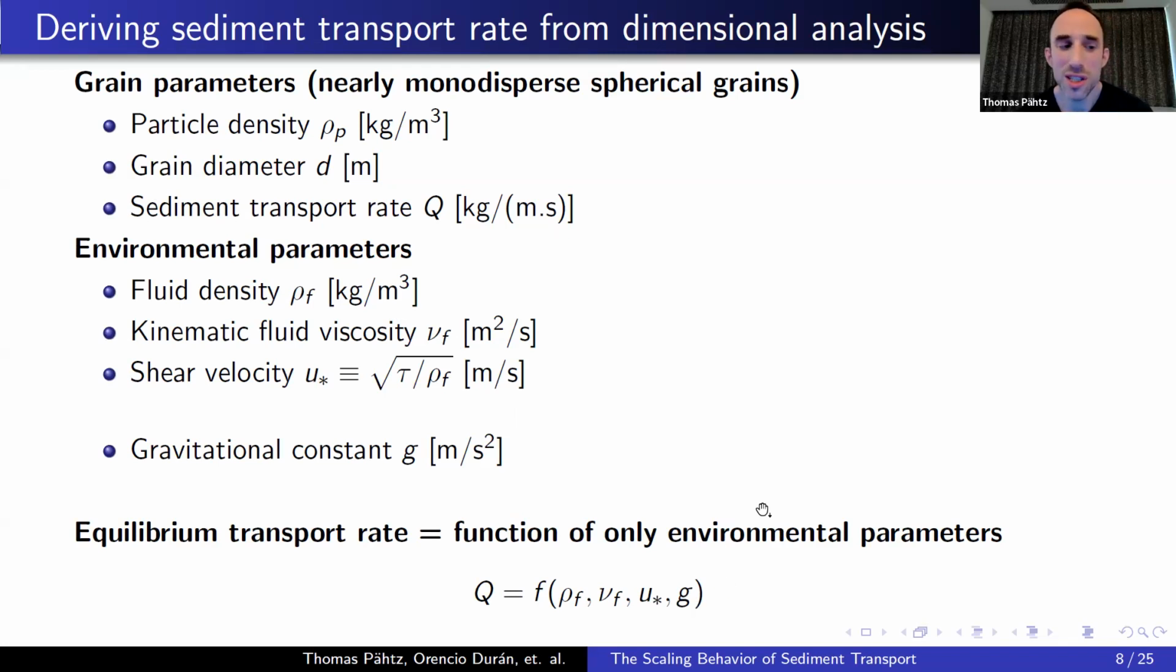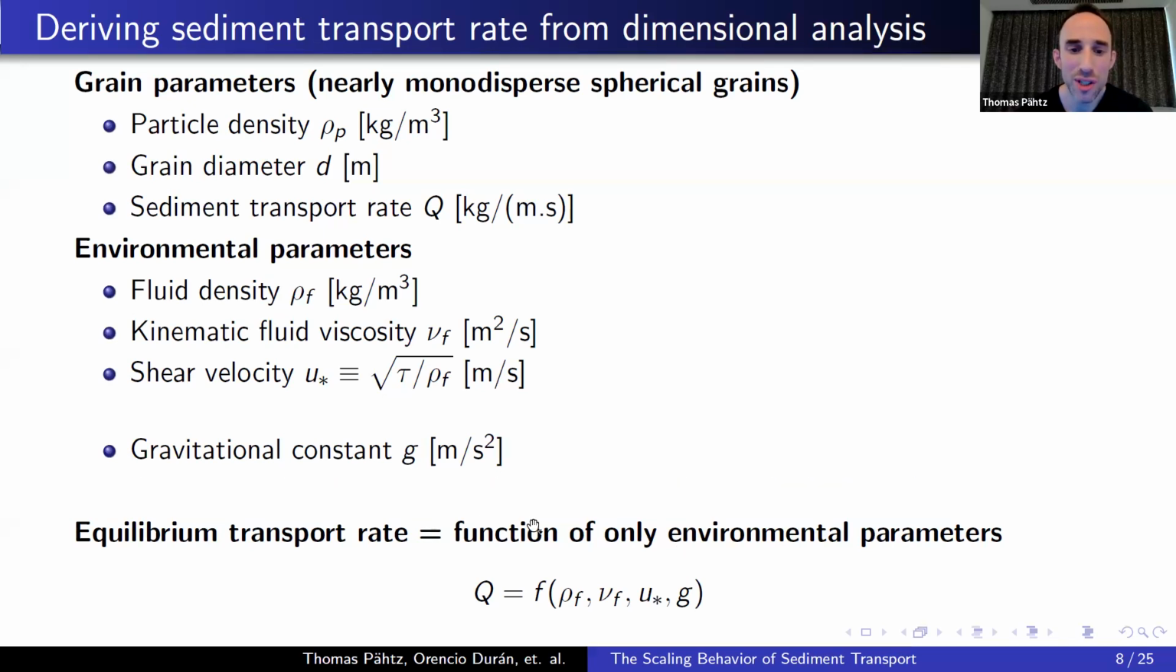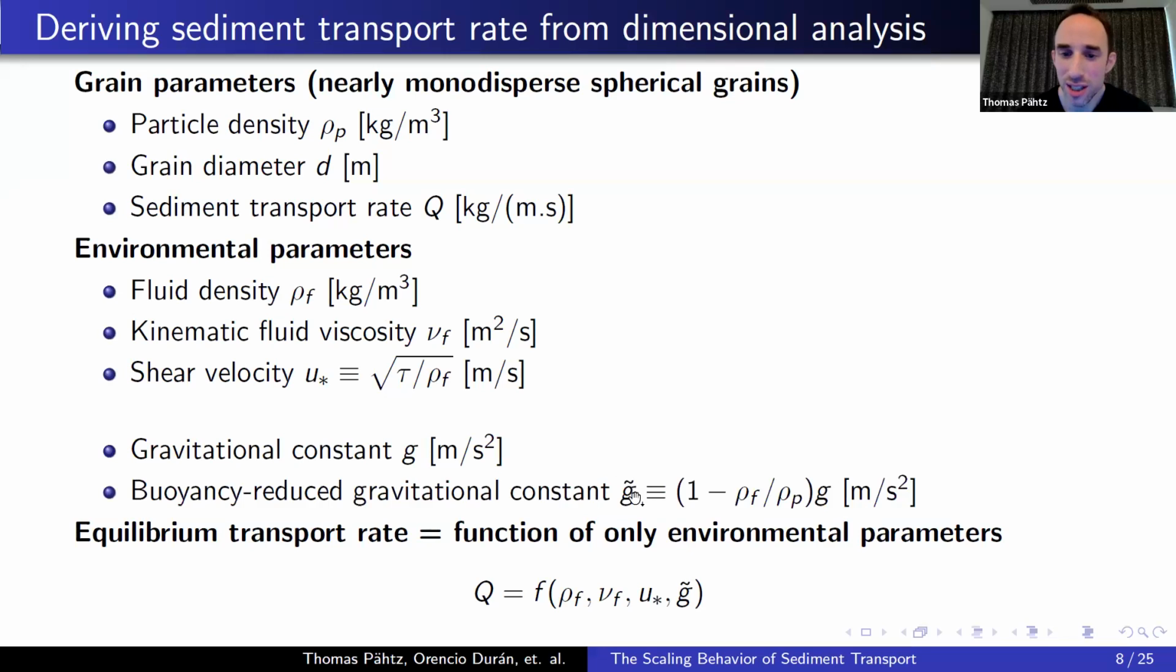So the first small improvement of this assumption is the following. When you think of particles submerged in water, they will essentially never feel gravity alone. They will always feel it together with buoyancy. So as a first modification of this law, you replace g, the gravity constant, by a g tilde, which subtracts the effect of buoyancy. So now you look at the submerged weight.